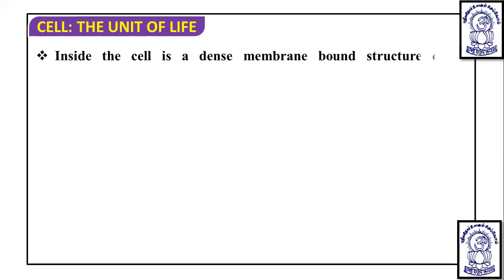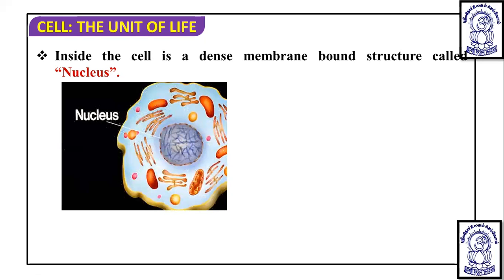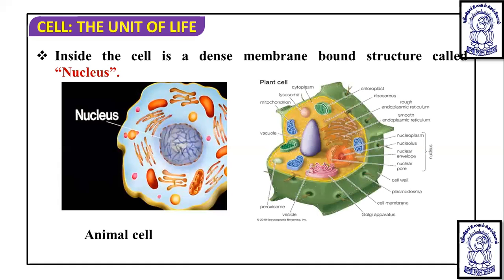Now inside the cell, a dense membrane-bound structure called a nucleus is found in the eukaryotic cell. Either it is a plant cell or an animal cell, you will see the presence of a true nucleus, which is a membrane-bound structure, and it looks like this. In the animal cell this is the nucleus, and in the plant cell also, this is the nucleus. We will discuss its structure when we discuss the nucleus in detail.